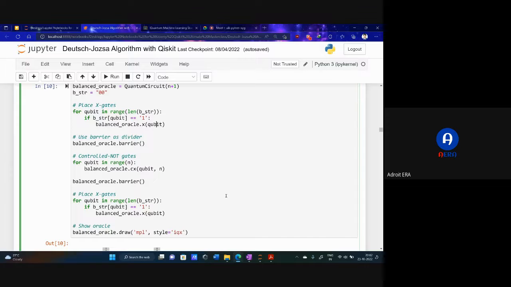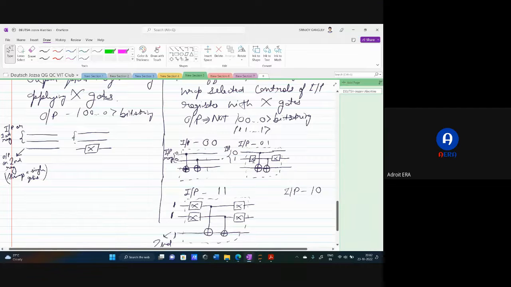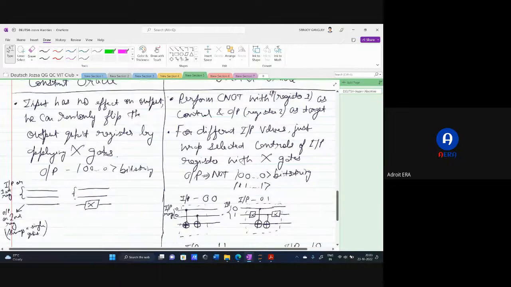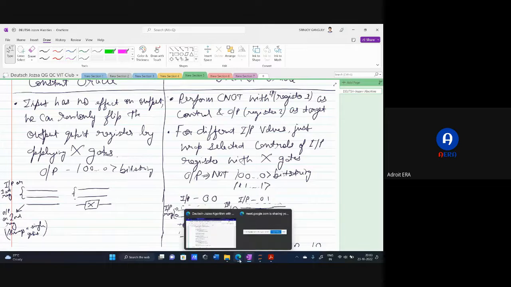Then a barrier, then again the controlled-NOT gates. So you will put the CNOT gates, then again you will put a barrier, and then again you are going to place X gates. We have to put X gates both times, not only one time. We have to wrap it, as I've said. For different input values, just wrap selected controls of the input register with X gates. Remember this wrapping process.